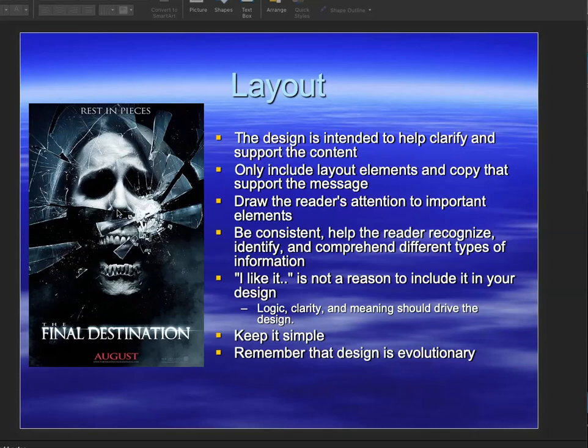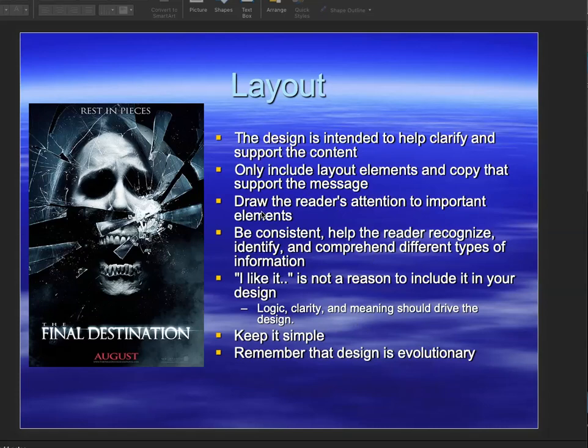So it's important to only include layout elements and copy that support the message, right? We have the whole message here. Final Destination, Rest in Pieces. It's coming in August, right? Brought to you by New Line Cinema, right? There's a little website down here too, right? This is all supporting this film. If we had something in here, like, I don't know, vote for candidate X or something like that, that would not support this message at all.